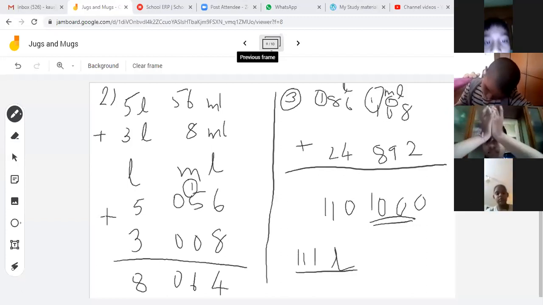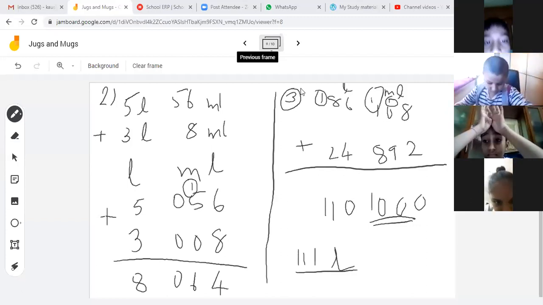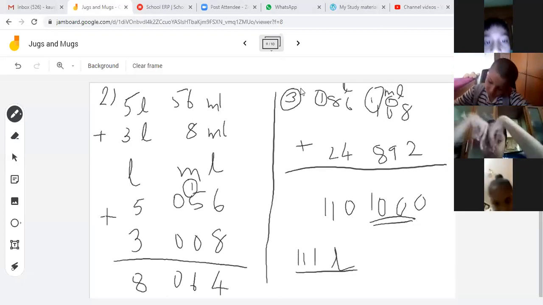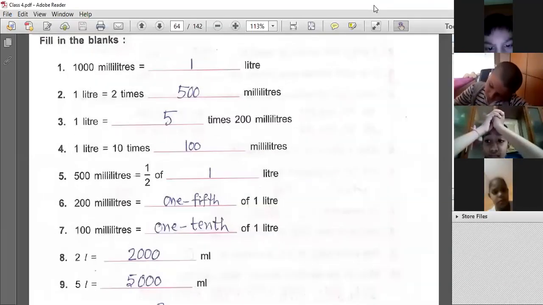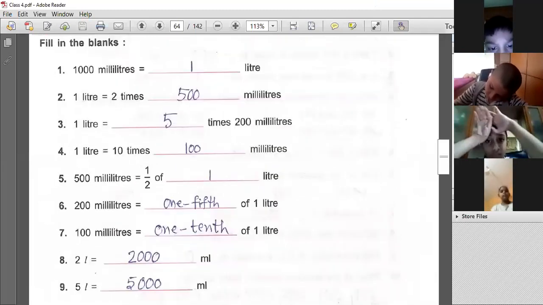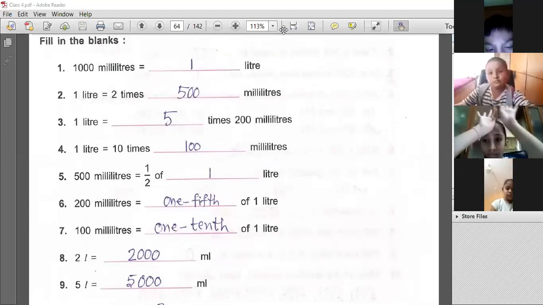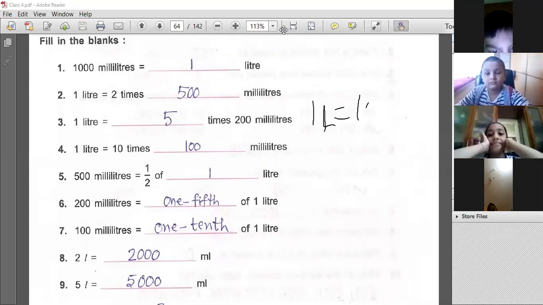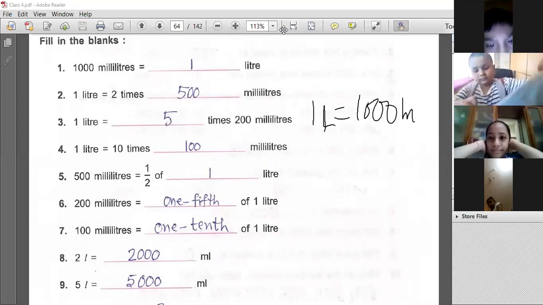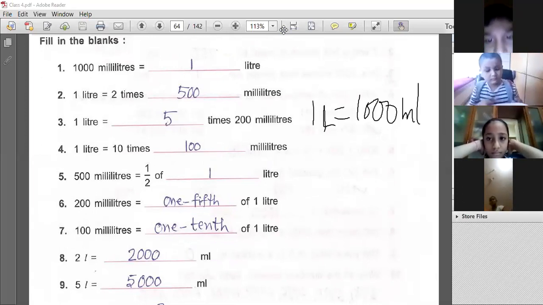Okay, hold on a second. Now let me share it new. 200 milliliter is equal to what part of 1 liter? You can see it on your screen now. We know that 1 liter is equal to 1000 ml. Now the question is that 200 ml is how much of a liter?